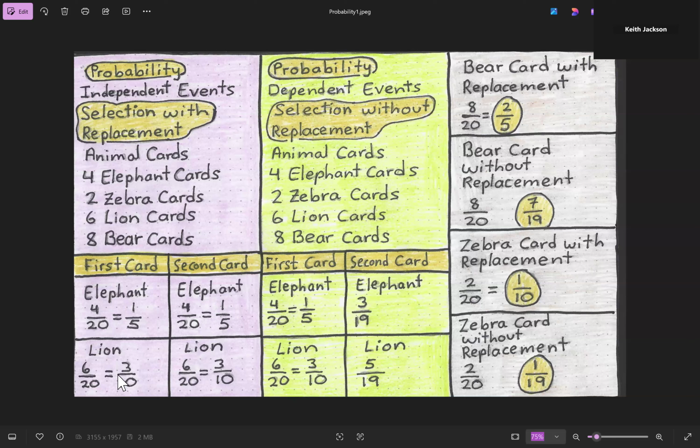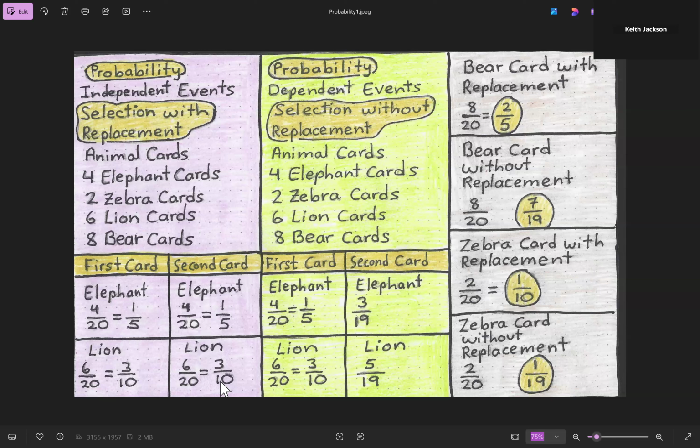And the same is true for selecting a lion card. So if you wanted to select a lion card, your chances of doing that is a little bit higher than the elephant, because there are 6 out of 20, right? 6 chances out of 20 to select a lion card, which simplifies to 3 out of 10. And so now with that in mind, if you put that card back, it becomes an independent event again because you're back with 20 cards and your probability of selecting a lion card will be 6/20ths or 3/10ths.